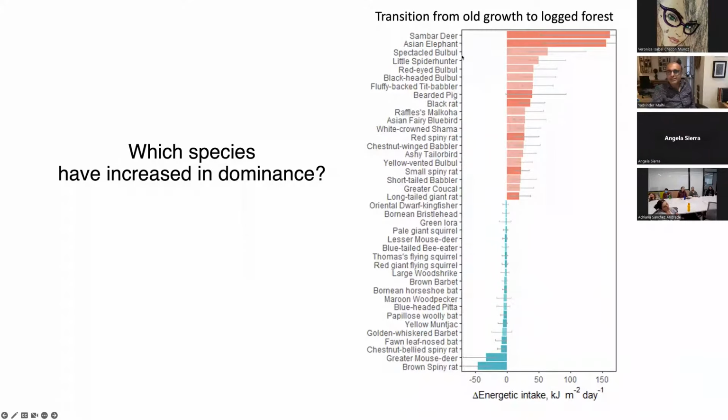So many of the birds, the generalist birds, bullbills did well, but most old growth forest species increased in abundance in the logged forest, and only three old growth forest species showed significant declines: 2 spiny rats and a mouse deer. And generally, most of the old growth forest species increased in abundance in the logged forest, which is quite a surprise. We didn't expect this.